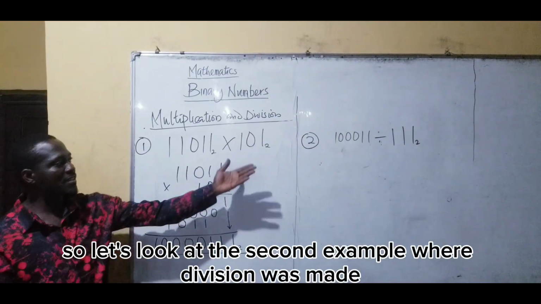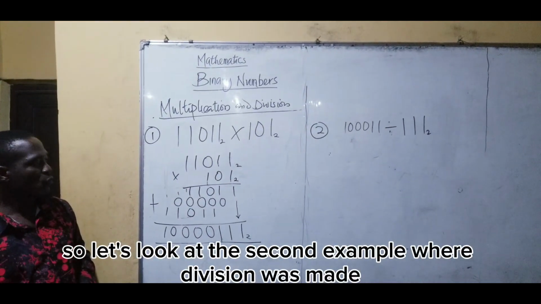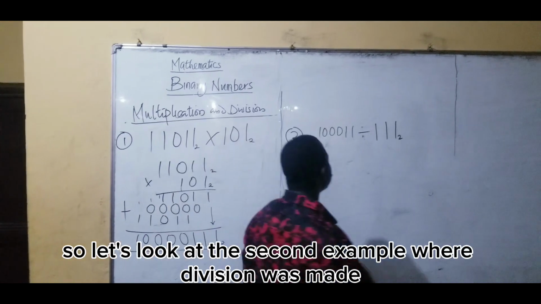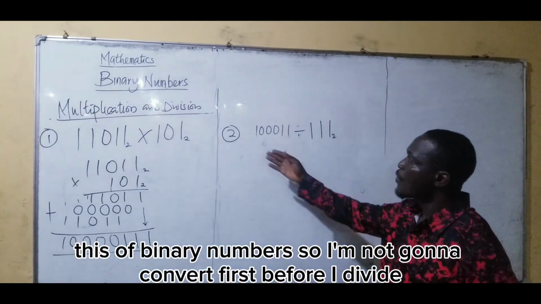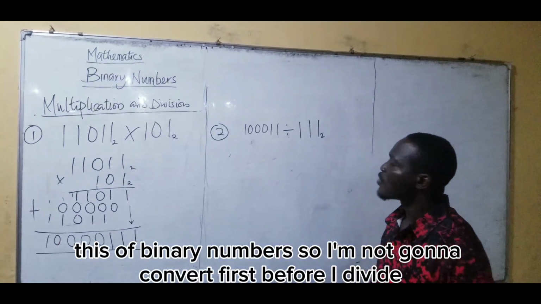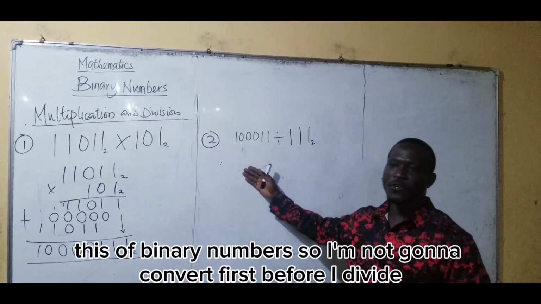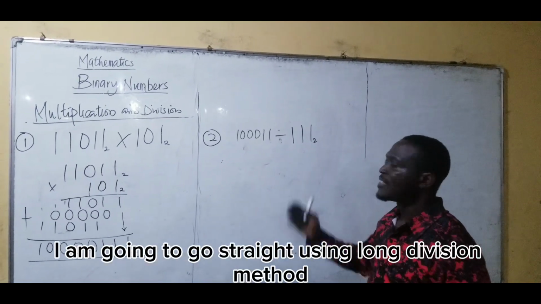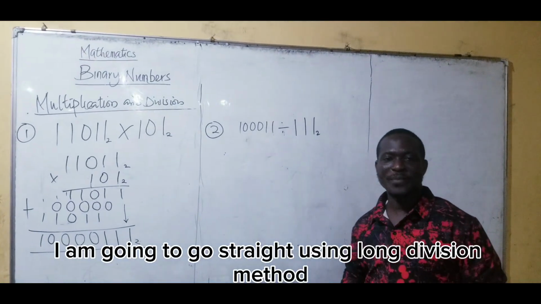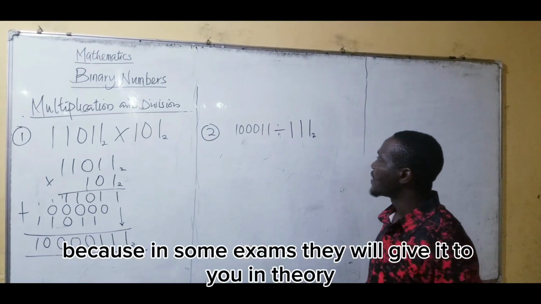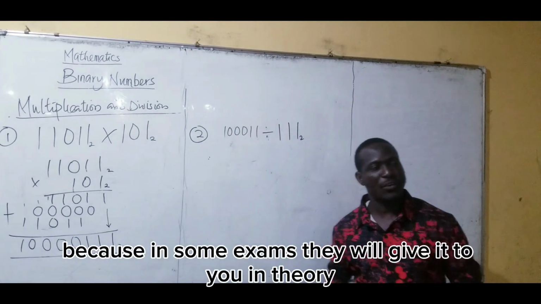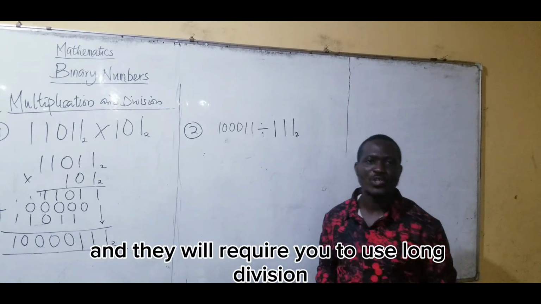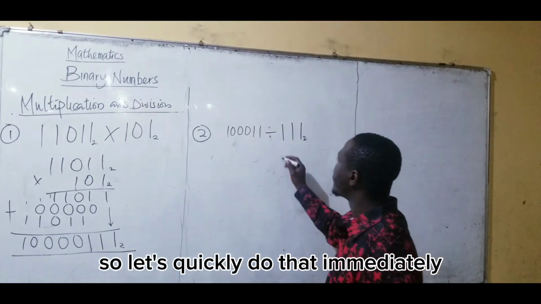So let's look at the second example where division was made. This is the division of binary numbers. So I'm not going to convert first before I divide. I am going to go straight using the long division method, because in some exams they will give it to you in theory and they will require you to use long division. So let's quickly do that immediately.